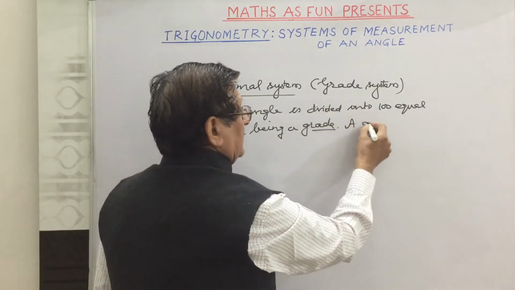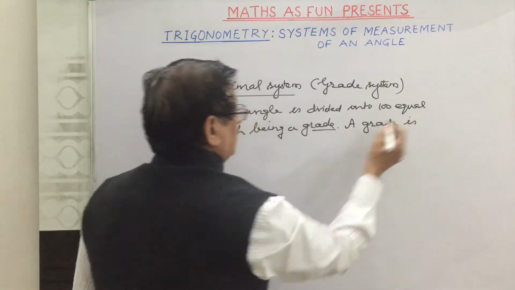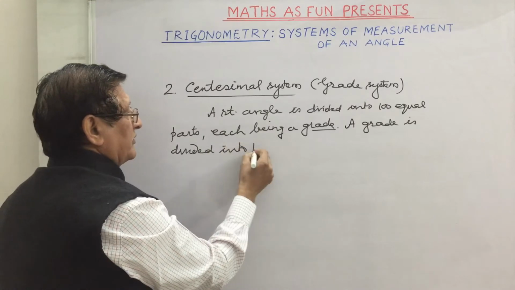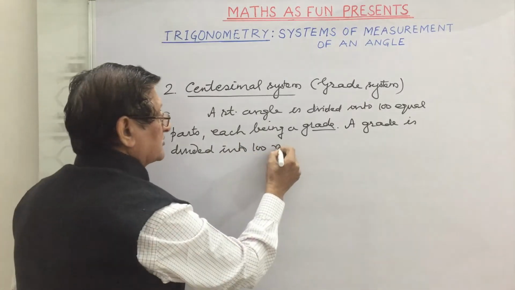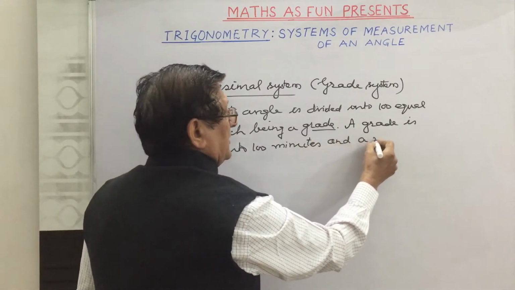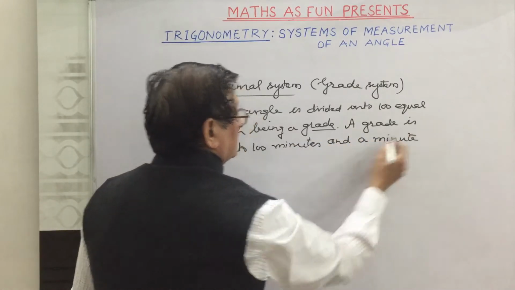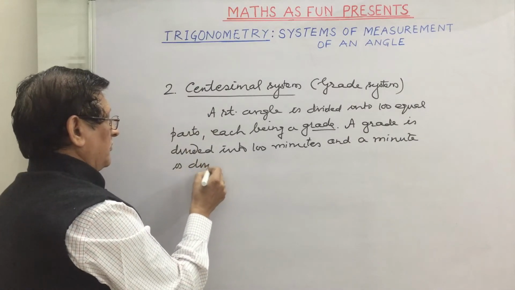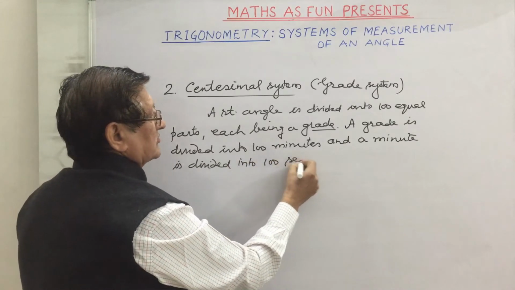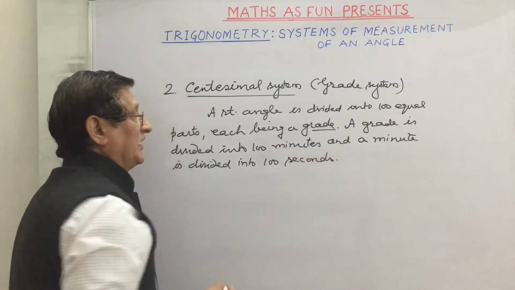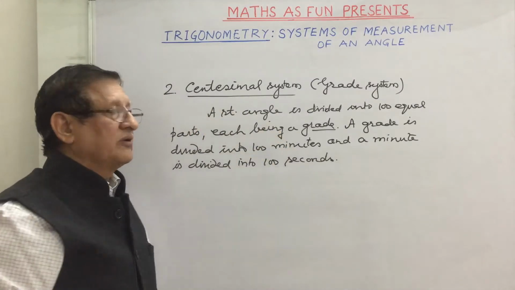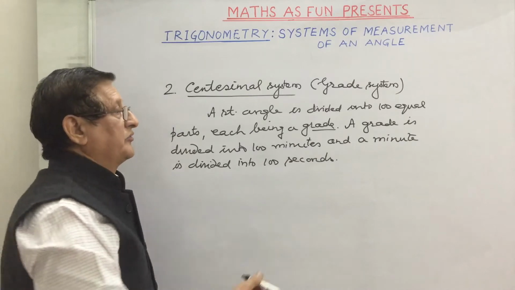A grade is divided into 100 minutes, and a minute is divided into 100 seconds. See, cent means 100 and that's why it is known as centesimal system. So we divide everything into 100.